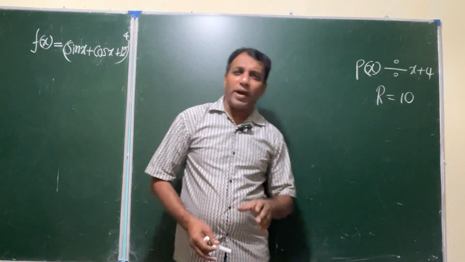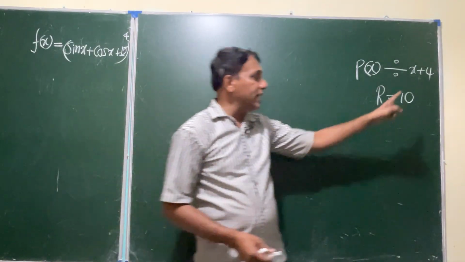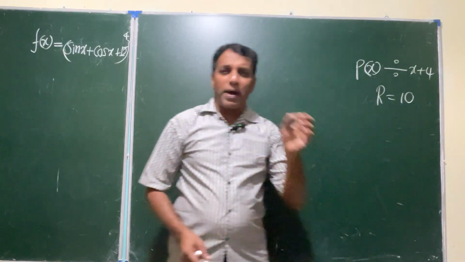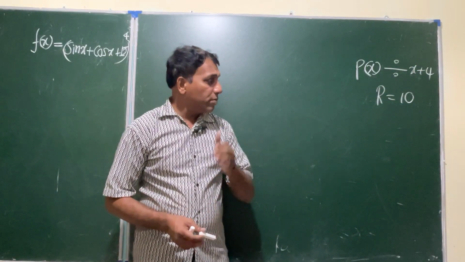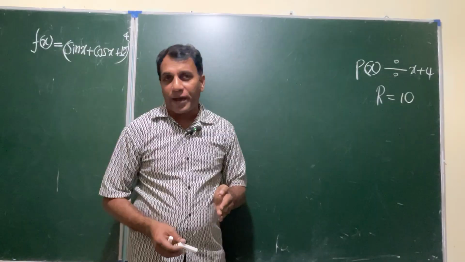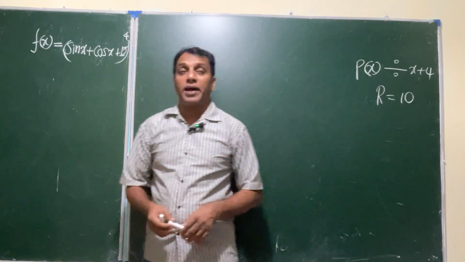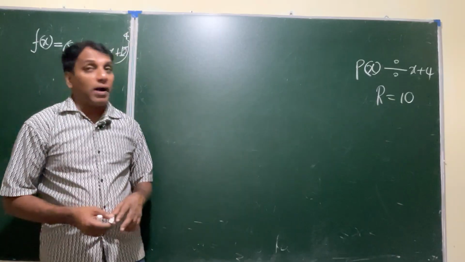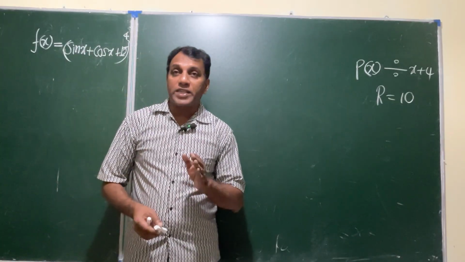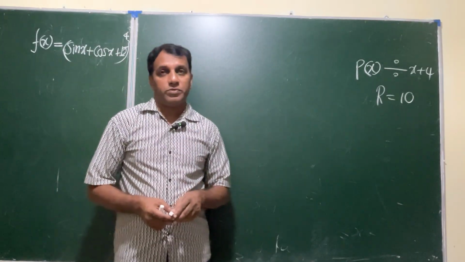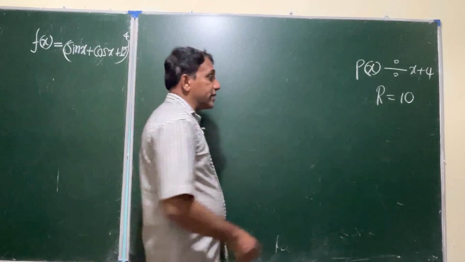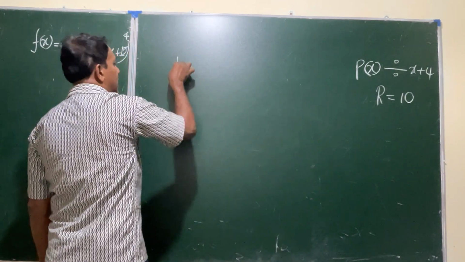A function divided by x plus 4, a linear function divided by a linear, the remainder is always a constant, right? So here p(x) divided by x plus 4, the remainder is 10. That is one piece of information. And they have also given a relation.